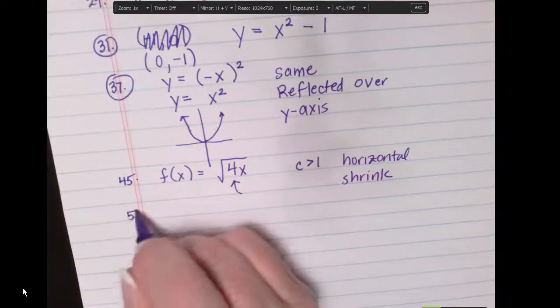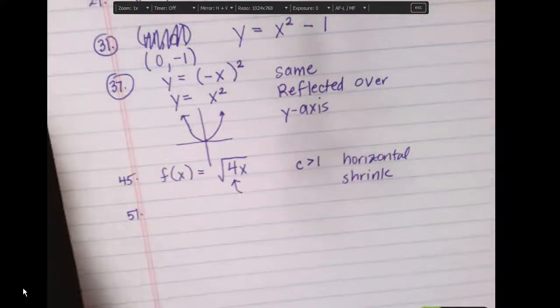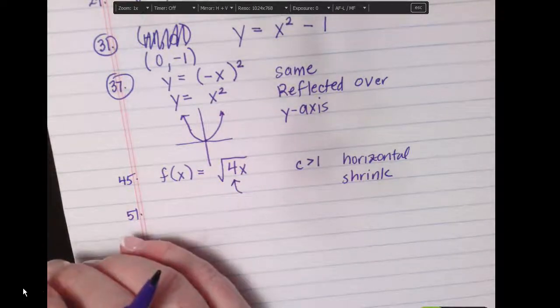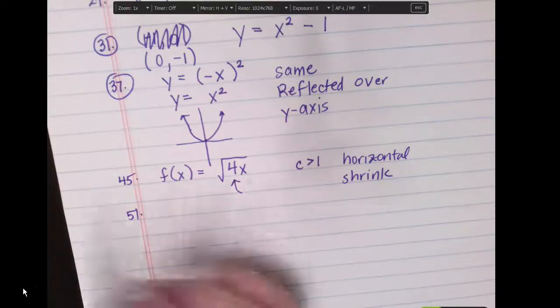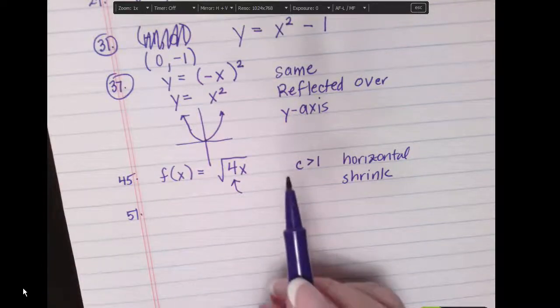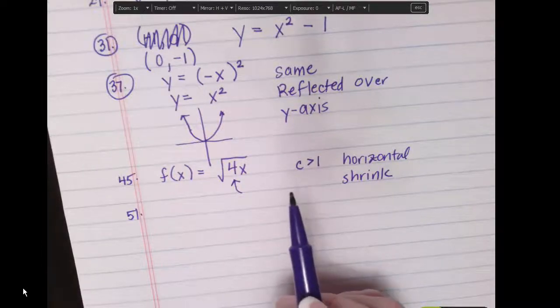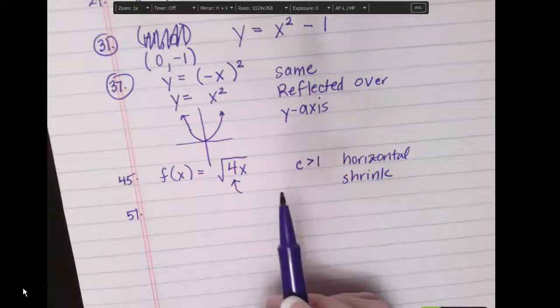Number 51, let's see what we've got. So we're into a new section, so let's see what the directions are. Function G is related to one of the 6 parent functions. Identify the parent function, describe the sequence of transformations from F to G. Sketch the graph of G by hand. Use function notation to write G in terms of the parent function F.